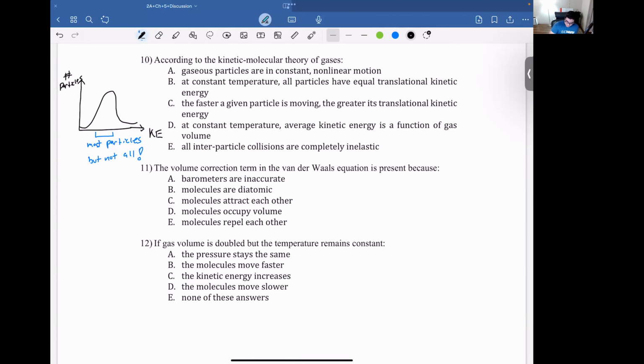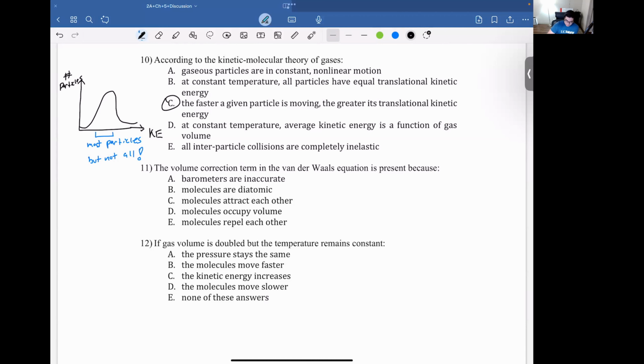And then for C, it says the faster a given particle is moving, the greater the translational kinetic energy. That's true. That just goes with velocity. The more kinetic energy you have, the faster it goes. For D, it's not true because it's a function of temperature, not volume. And then E says all interparticle collisions are inelastic. That's not true. If you don't know what elasticity is, I wouldn't worry about it. It has to do with physics and collisions.